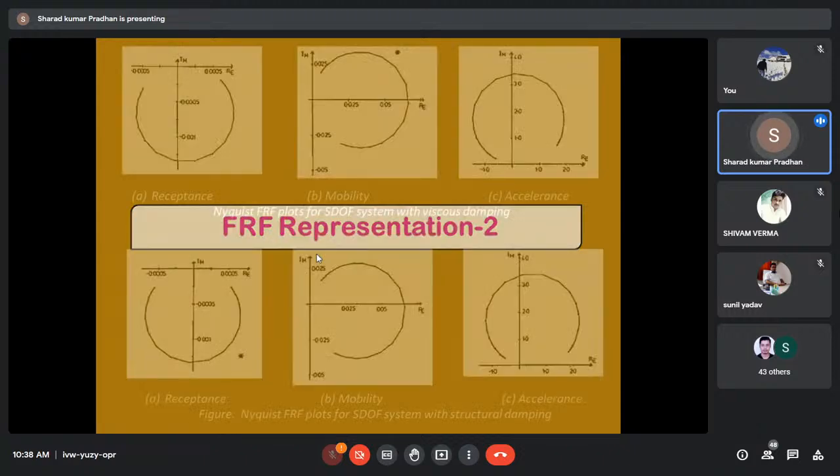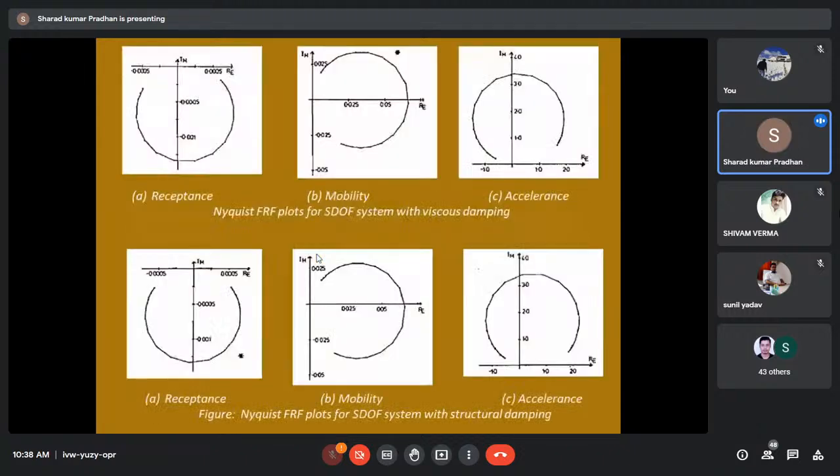Another way of representing these is the Nyquist plot. I have already shown you through that 3D figure. These are Nyquist plots. This is for a viscous damped system and this is for a structurally damped system. Receptance, mobility, accelerance. Receptance, mobility, accelerance. So you are going to get circles. But this is the actual circle. This one is the actual circle. Similarly, this is the actual circle. These others do not have that circular property.